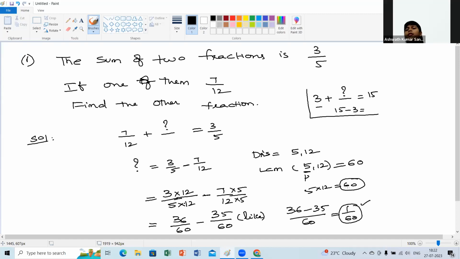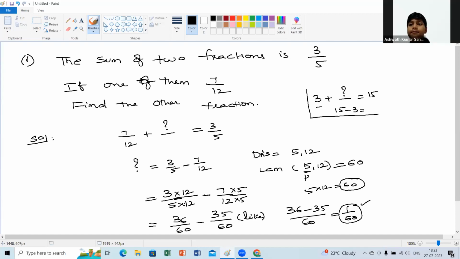Ma'am, can you tell the last part once again? How did you do 3 into 12, ma'am? Okay, good question. Our first fraction is 3 by 5, right? The denominator is 5. Our LCM is 60. To make my denominator 60, what should I multiply?